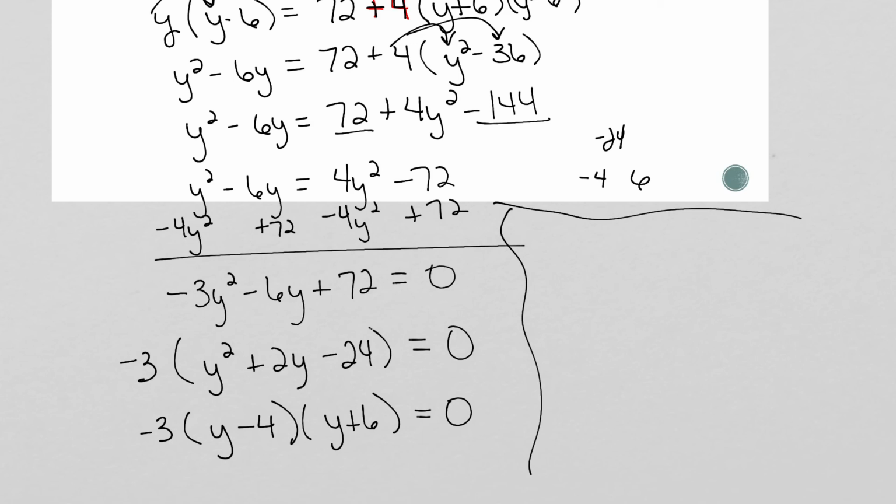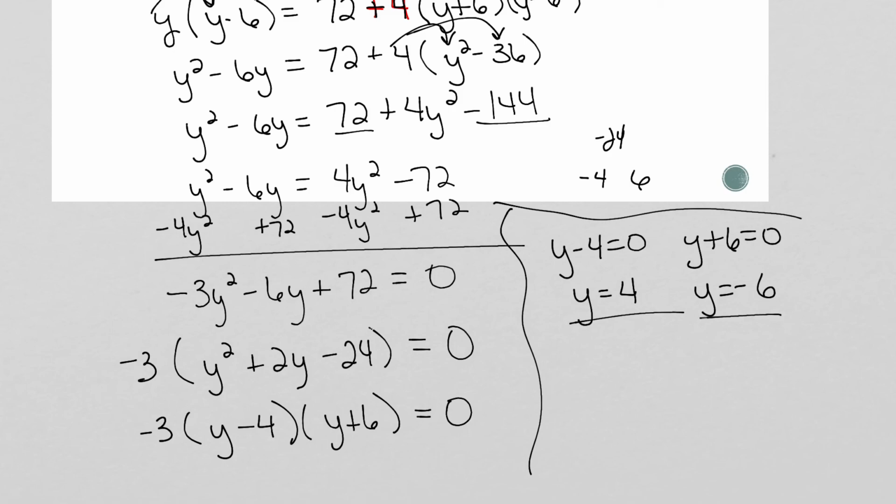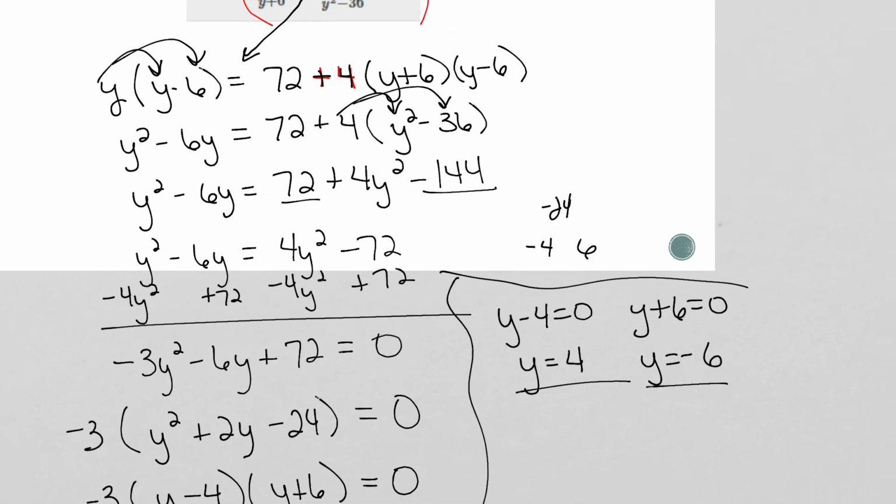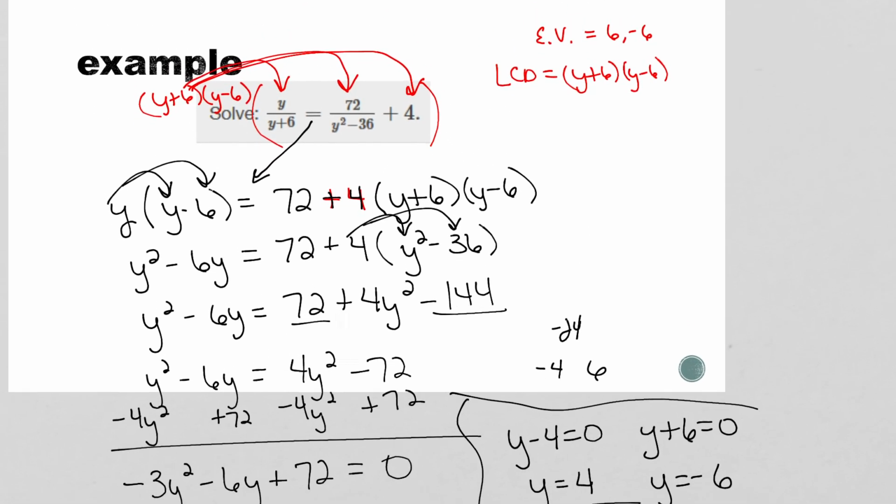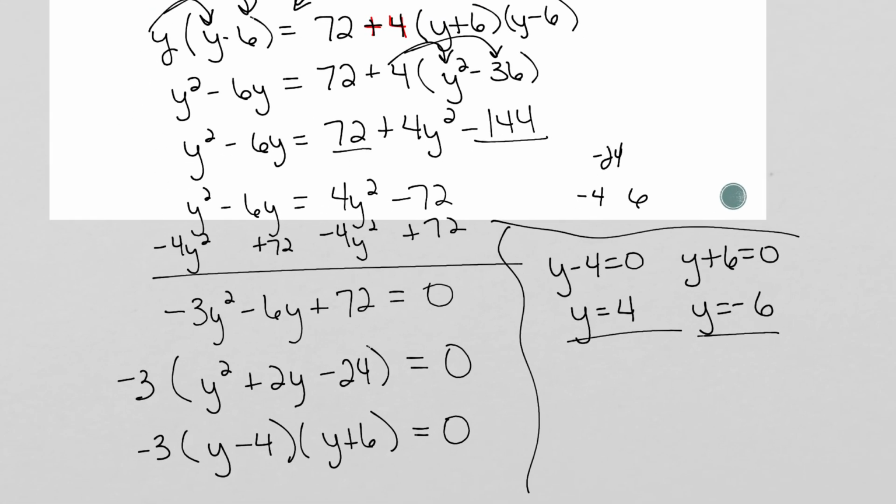But we could take y minus 4 is equal to 0, and we could take y plus 6 is equal to 0. So y is equal to 4, and y is equal to negative 6. Now, we need to check that with our excluded value. Where are they? 6 and negative 6. Yep, so this guy right here is extraneous. Our only solution is y equals 4.